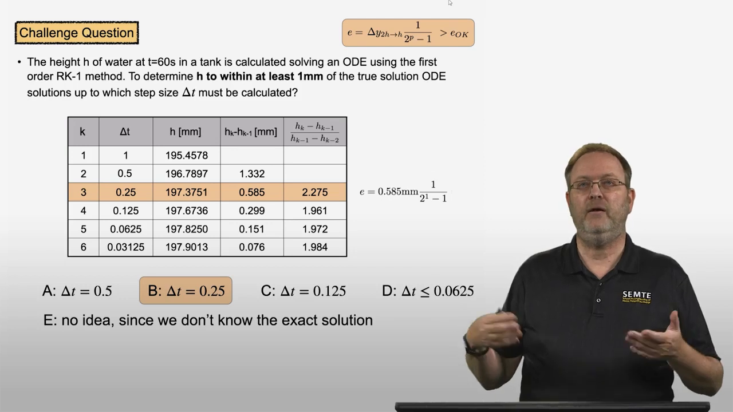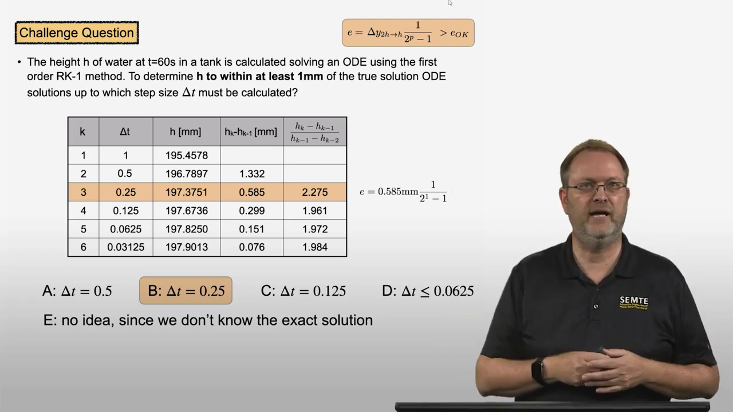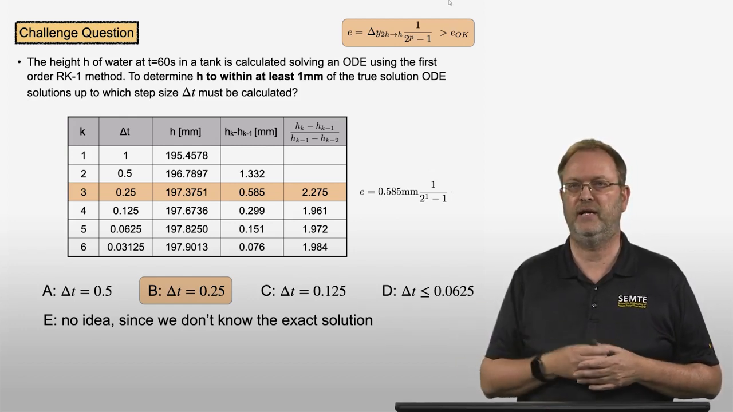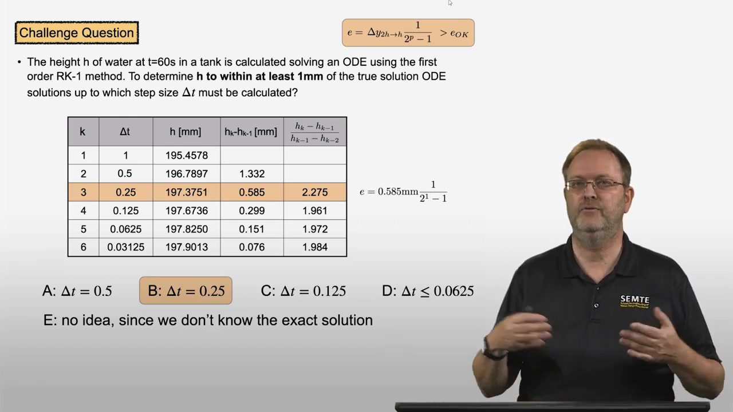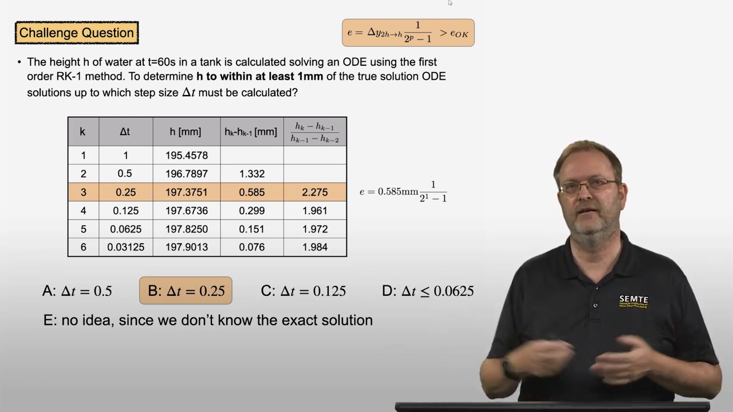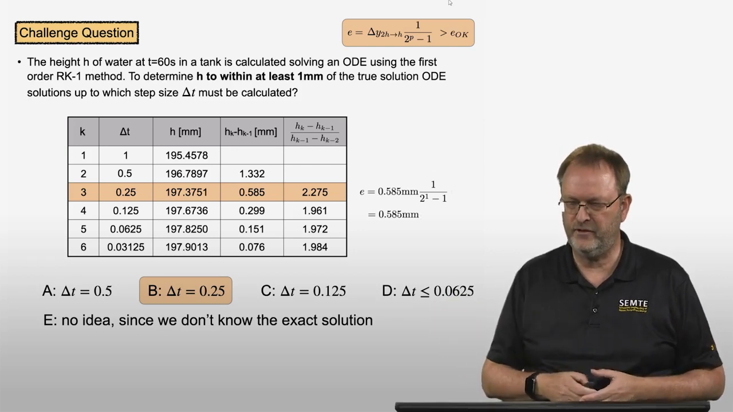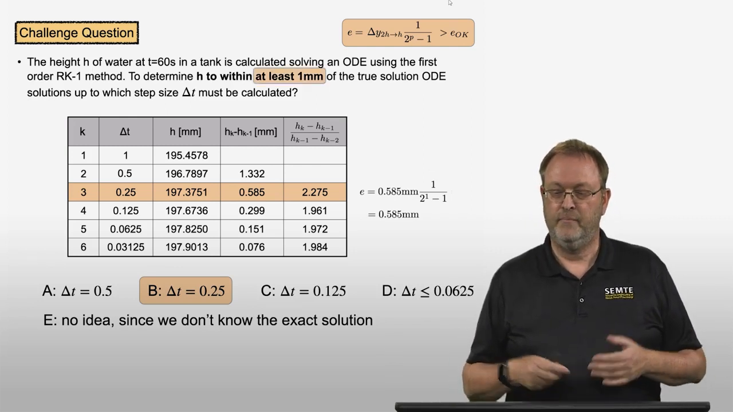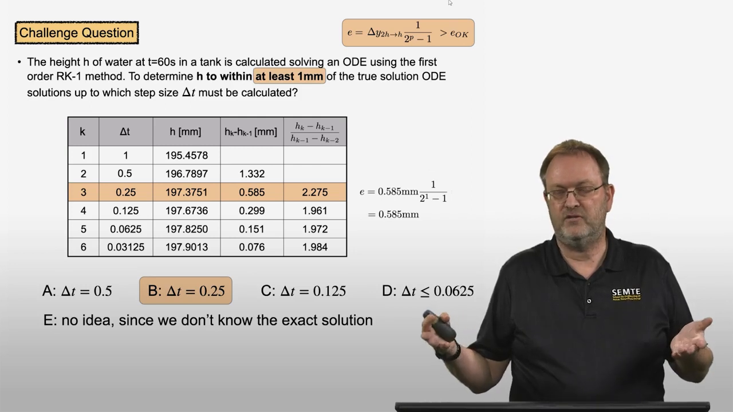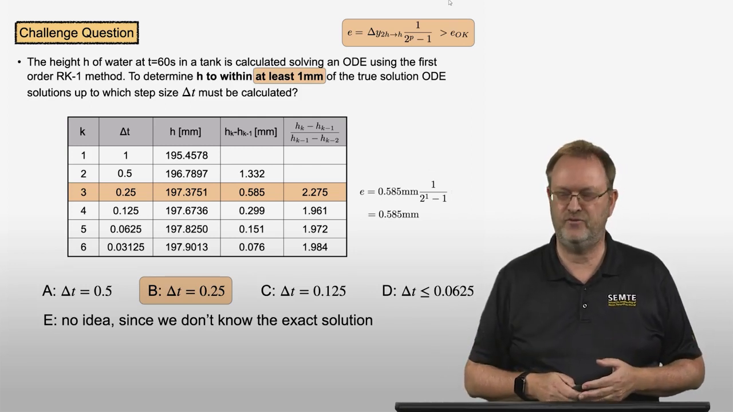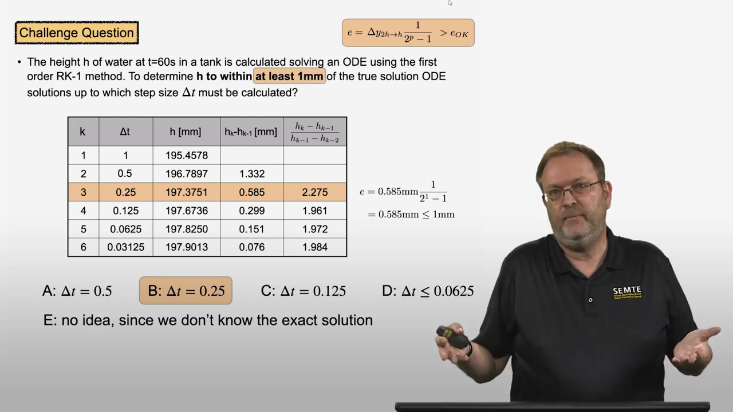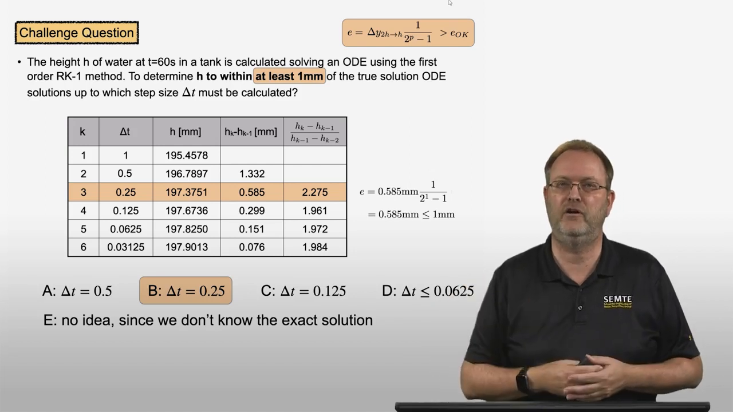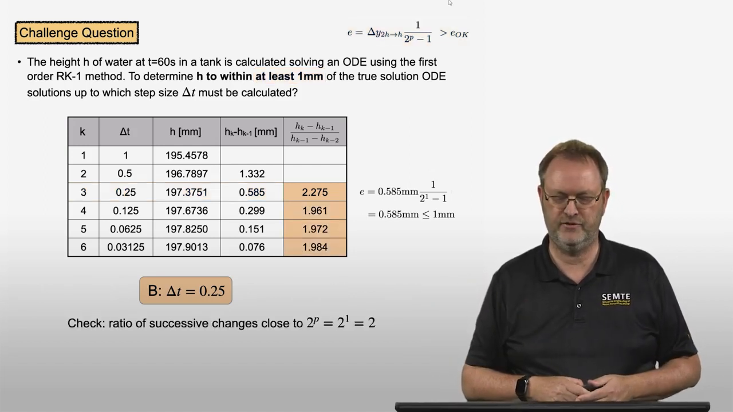And then we have to multiply this by 1 divided by 2 to the power p minus 1. And we have a first order method, so the p is equal to 1. So we have to multiply this by 1 divided by 2 to the power 1 is 2, minus 1 is 1. So we multiply the 0.585 millimeters by 1. And so the E is equal to 0.585 millimeters. But we want to know our answer up to at least 1 millimeter, which means our E_OK value is 1 millimeter. And 0.585 millimeters is smaller or equal to 1 millimeter. So that means we have satisfied the condition of our while loop and we can stop the simulations.